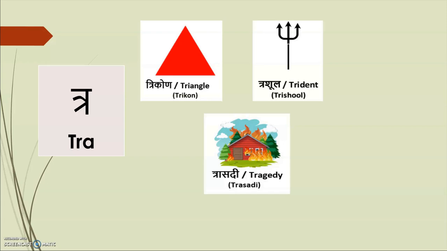So in the first picture we can see a triangle. Triangle in Hindi is called trikon. In the next picture we can see a trident. Trident in Hindi is called trishul. And in the third picture we can see a tragedy. Tragedy in Hindi is called trasadi. So all these three objects begin with the letter tra.